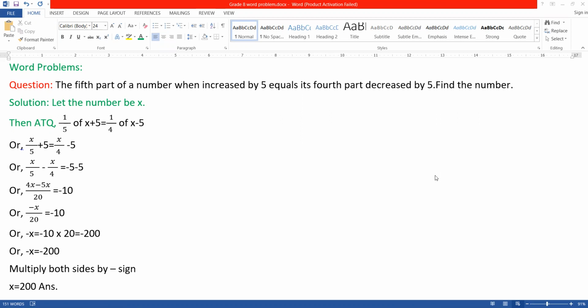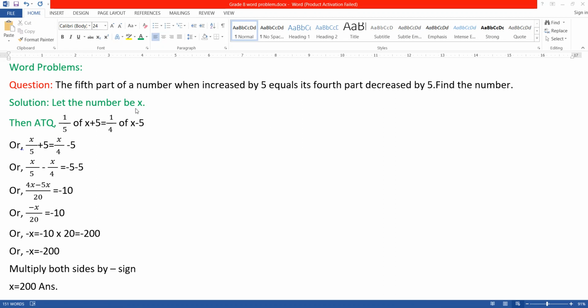So the word problem is: the fifth part of a number when increased by 5 equals its fourth part decreased by 5, find the number. So we have to find the variable which we are assuming. For its solution, let us assume the number to be x.